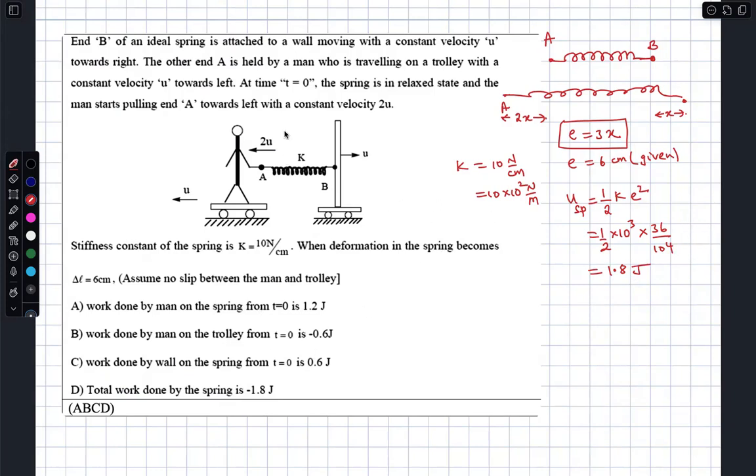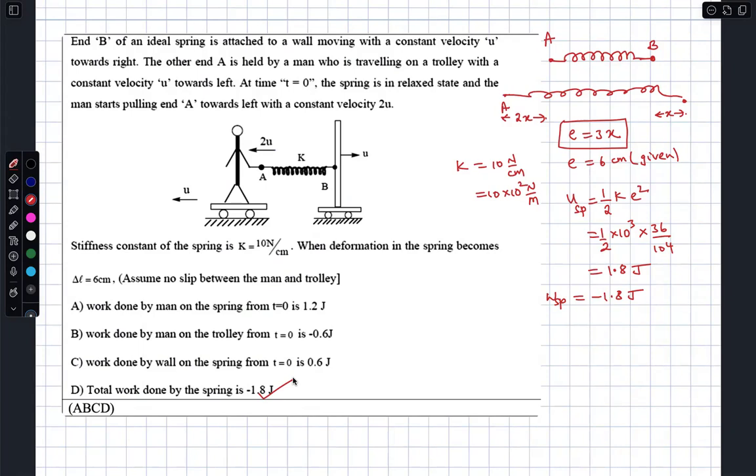Hold on. Please try to understand the rest of the question. The other end A is held by a man who is traveling on a trolley. All that is different stuff, towards left. At time t equal to 0, the spring is relaxed. The man A pulls left with a constant velocity. Whether you know the rest of the part or not is a different story. It's a multi-correct answer type question. In option D, energy stored is 1.8. So what is the work done by the spring? It is exactly the negative of this, minus 1.8 joules. So option D is absolutely correct.